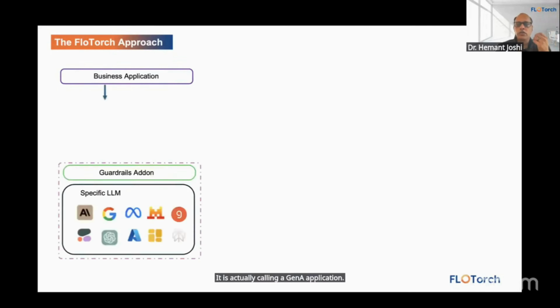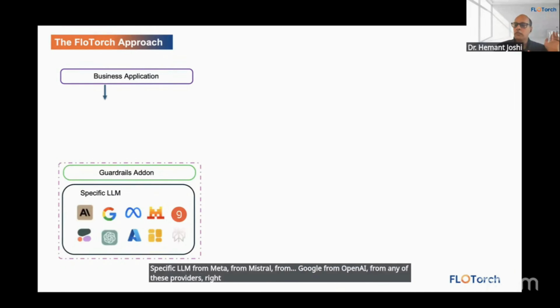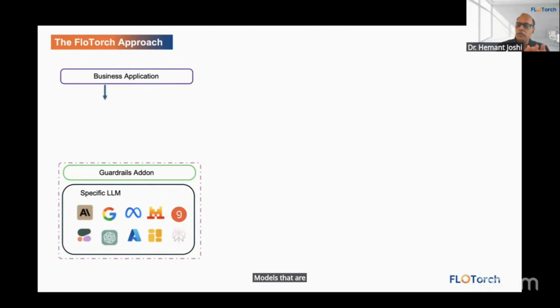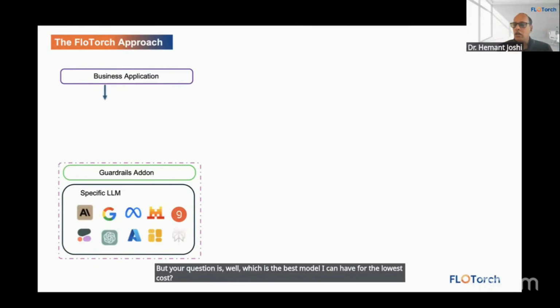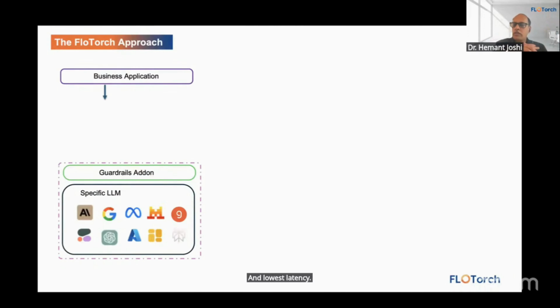What is that? You will have to call some specific LLM from Meta, from Mistral, from Google, from OpenAI, from any of these providers, right? There are so many of them, and each provides models that are good in certain things. But your question is, well, which is the best model I can have for the lowest cost and lowest latency, right? That's the question you have, and the highest accuracy, right?